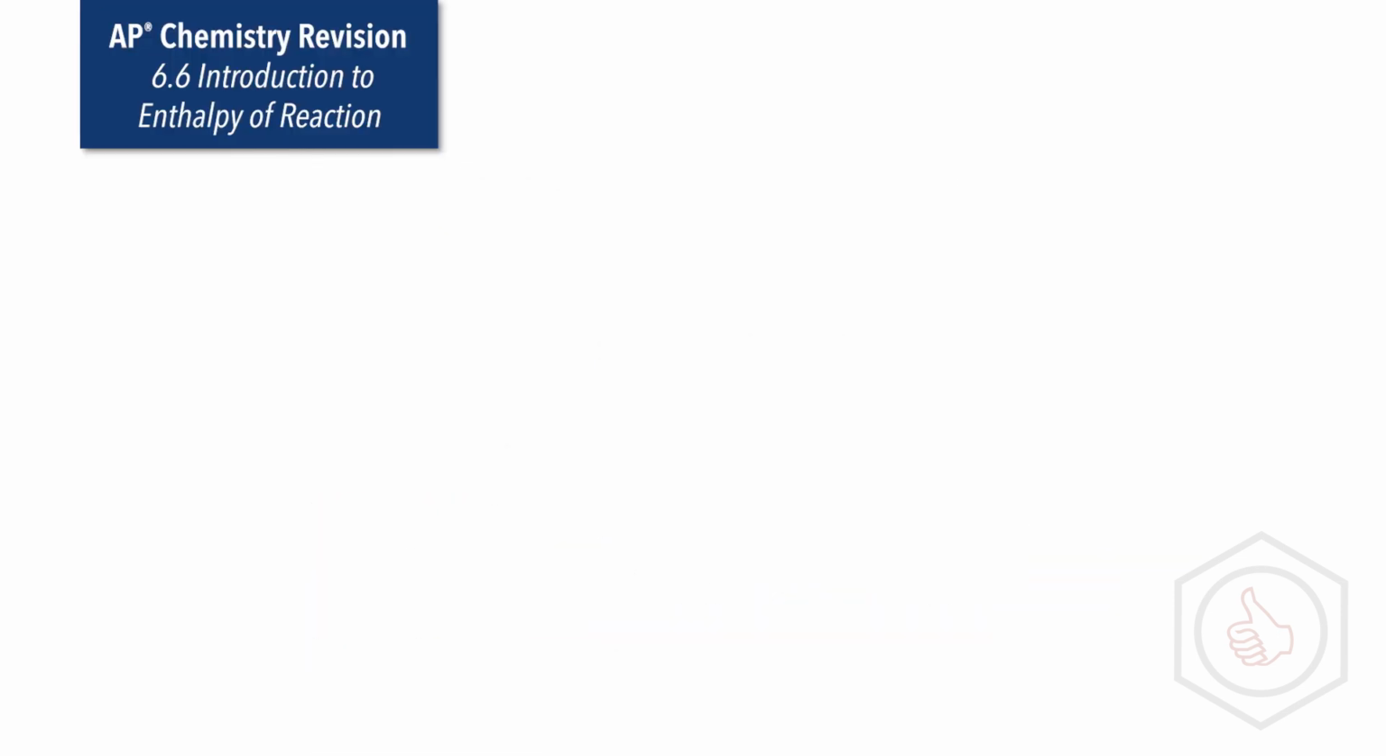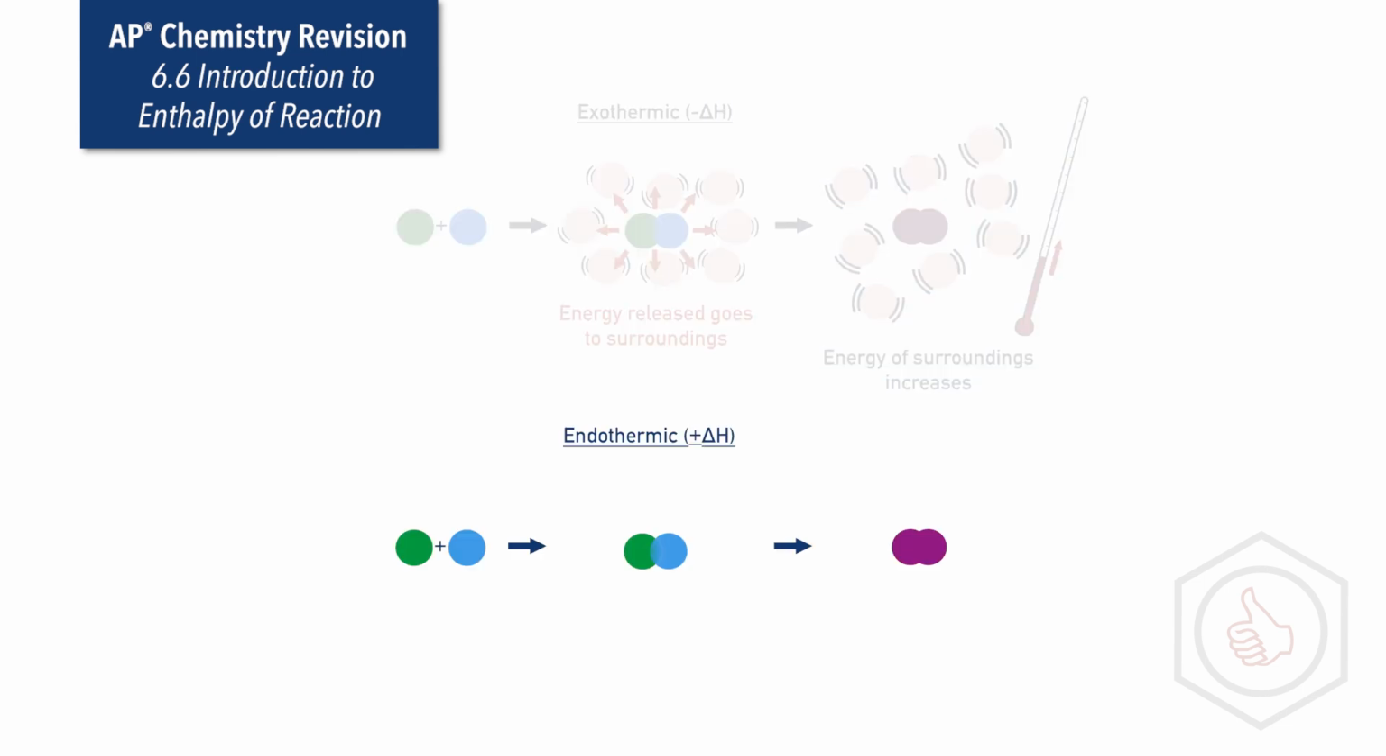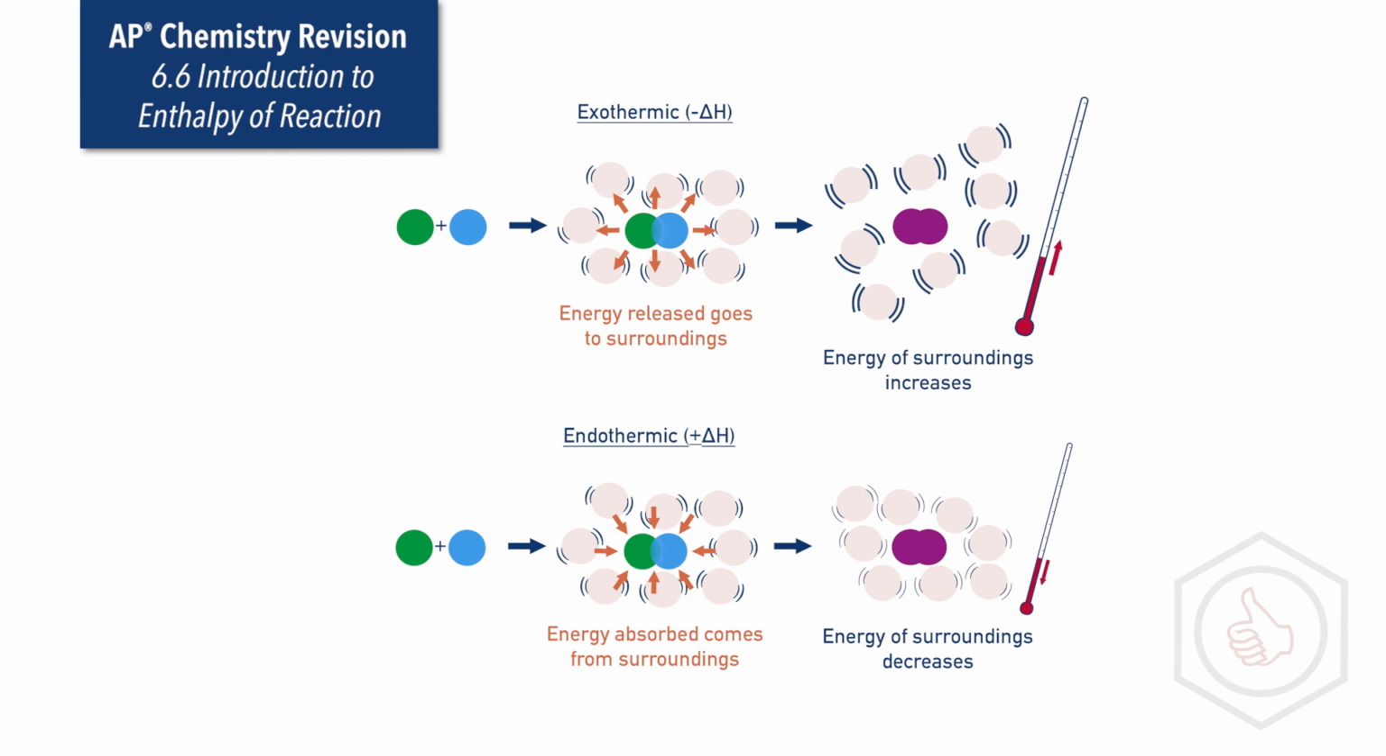In an exothermic reaction, the system loses energy and heat flows to the surroundings, so the temperature of the surroundings goes up. In an endothermic reaction, the system gains energy. Heat flows from the surroundings to the system, so the temperature of the surroundings goes down. These thermal energy changes are observed as a temperature change in calorimetry experiments, assuming the reaction happens at constant pressure.